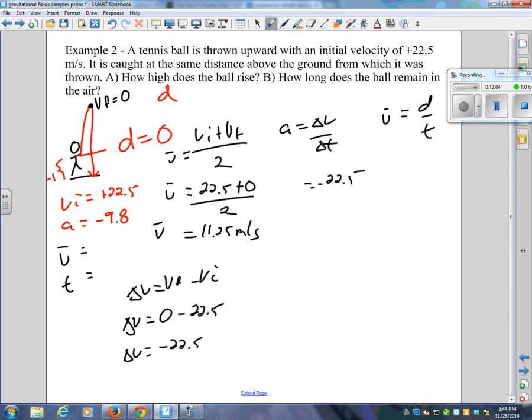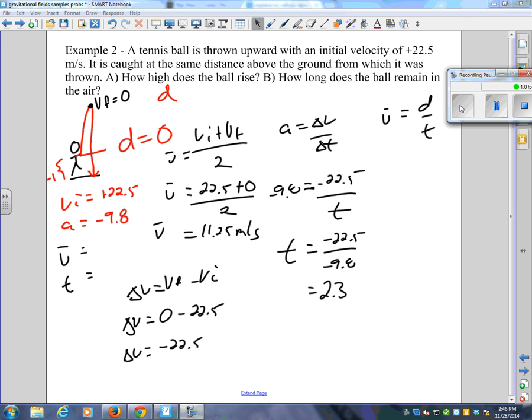I don't like VF 0. I don't know how. Get over it, man. Minus 22.5. Now what's my acceleration? Minus 9.8. Solve for t. So t is minus 22.5 divided by minus 9.8, which is 2.3. Okay, so we got our time.